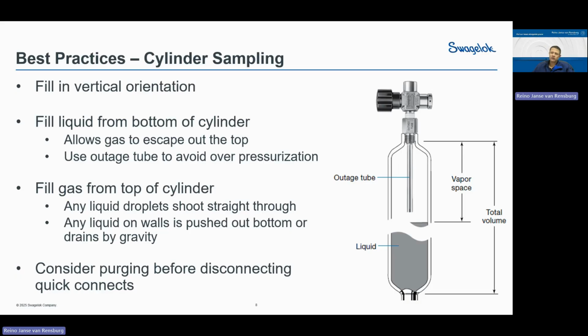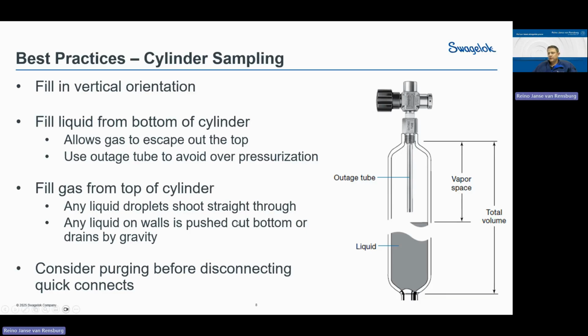Then when we look at gas, when we take a gas sample, we want to fill from the top of the cylinder all the way down. The reason for this is we want any liquid droplets to go out the bottom or to shoot straight through. We don't want liquid in our gas sample, because generally when you look at gas chromatographs, when you do that sample in the lab, they are not susceptible to having liquid in them. So you want to make sure you only do a gas sample, blow any moisture that could be stuck in that cylinder out.